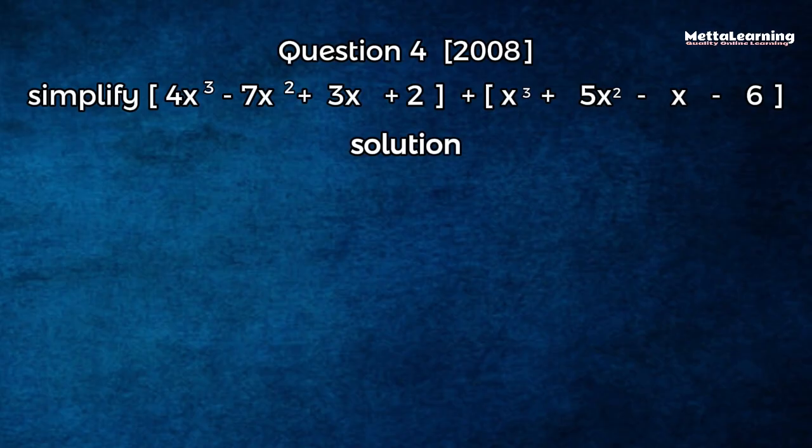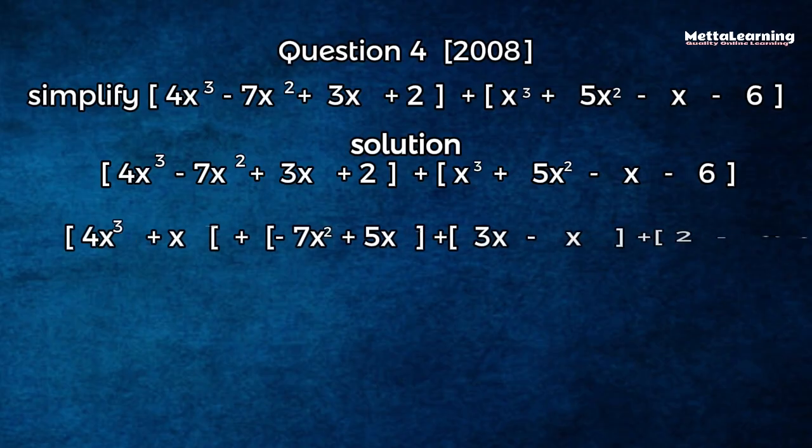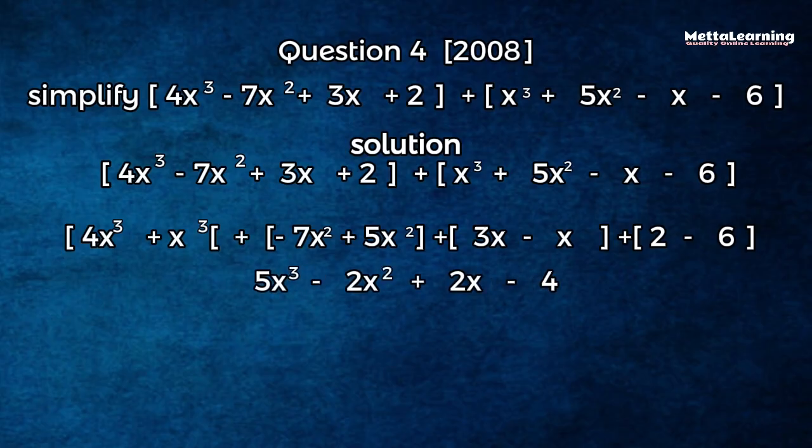When we add them together, we'll be collecting the like terms. So when we collect the like terms, we'll have this as our next step: (4x³ + x³) + (−7x² + 5x²) + (3x − x) + (2 − 6). Then we'll have our final answer as 5x³ − 2x² + 2x − 4.